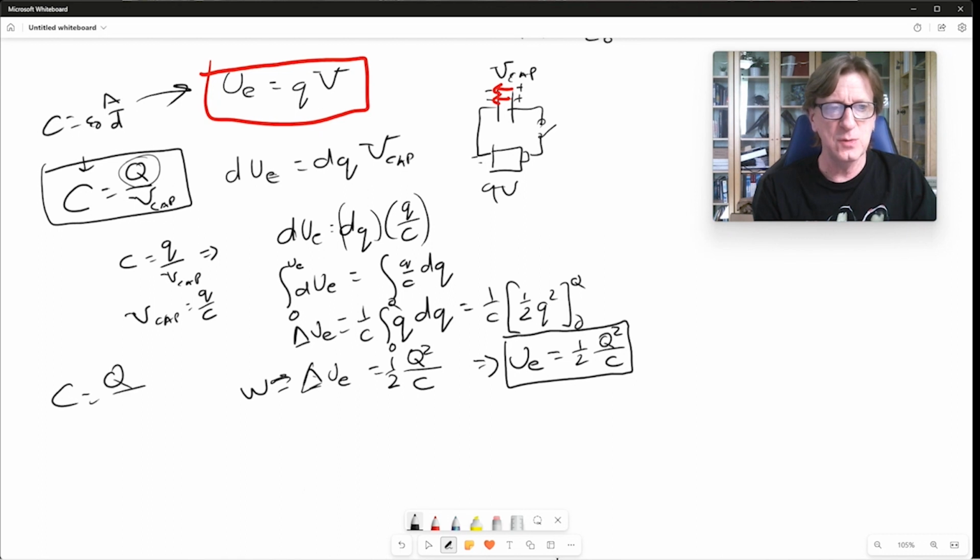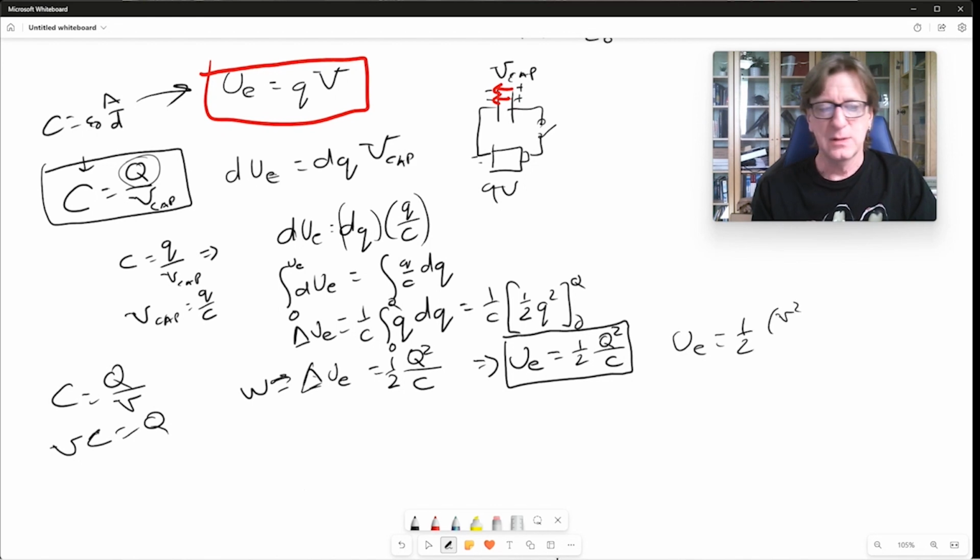So C is Q over V, where V is the voltage in the capacitor once it's fully charged. And so that means that C times V is going to be equal to Q. So I'll plug that in over here, and I get UE is 1/2 V squared C squared divided by C. You see that one of my C's will cancel. And so another, let's write it directly below, another equivalent expression for the electric potential energy in a capacitor is 1/2 CV squared.